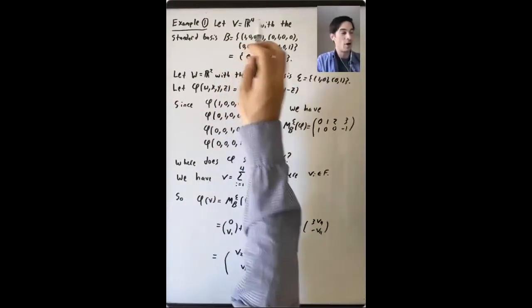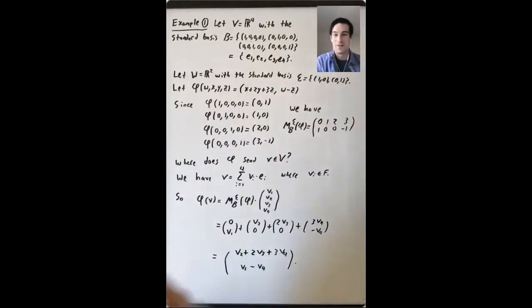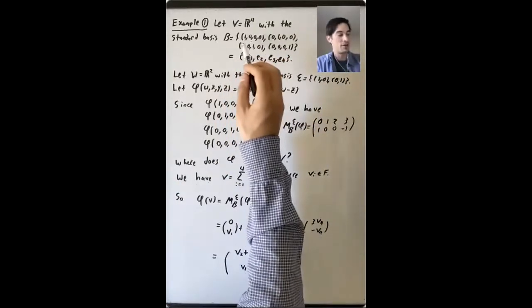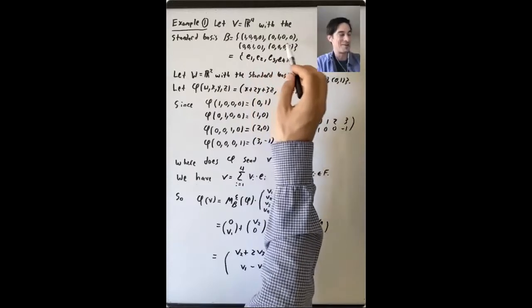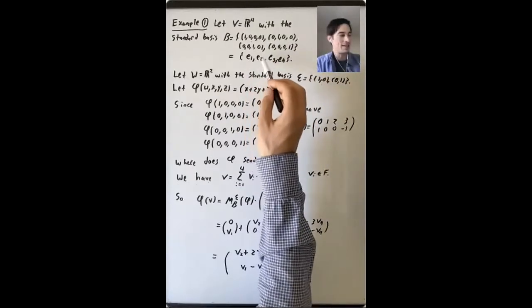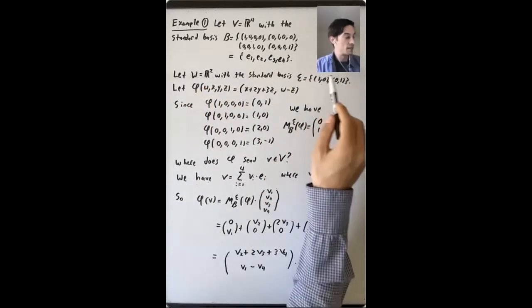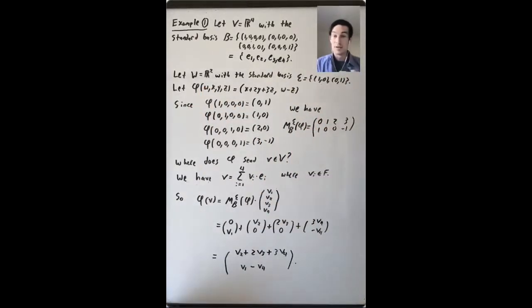Let's say V equals R4 with the standard basis vectors for B. So 1, 0, 0, 0; 0, 1, 0, 0; 0, 0, 1, 0; and 0, 0, 0, 1. And let's call these E1, E2, E3, E4. Let's take W to be R2 with the standard basis 1, 0 and 0, 1. So we take a linear transformation phi. It should send an element of R4 to an element of R2.